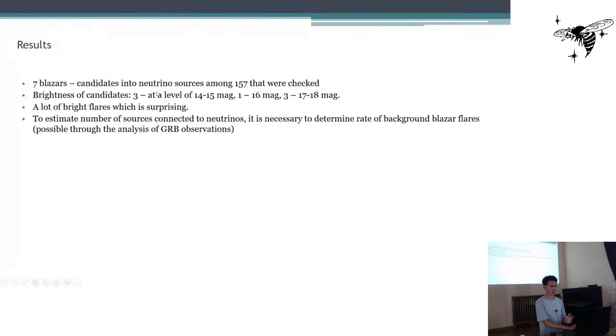We can clearly see that half of these blazars were quite bright, which is surprising. A lot of blazars are reversely dim. However, to estimate the number of sources connected to neutrinos, we need to determine a rate of background blazar flares, which is possible through the analysis of GRB observations, and which we have already done.